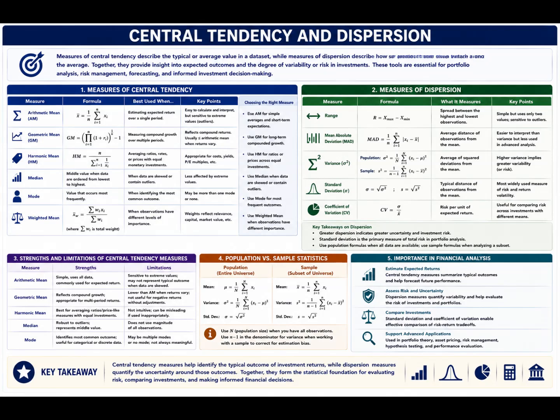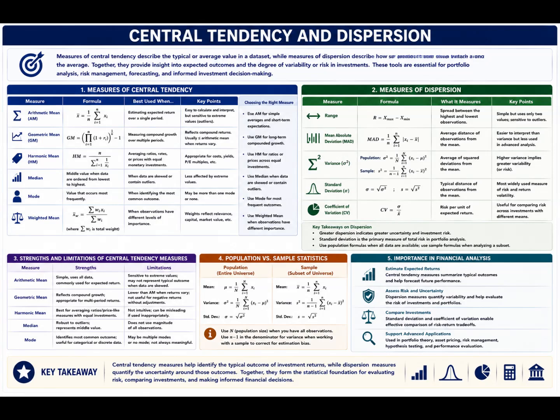The range measures the difference between the highest and lowest observations, while the mean absolute deviation calculates the average distance from the mean. More commonly used are variance and standard deviation, which quantify how widely observations are dispersed around the average. Standard deviation is particularly important in investment analysis because it serves as a widely accepted measure of total portfolio risk and return volatility. The topic explains the distinction between population and sample statistics when calculating variance and standard deviation.